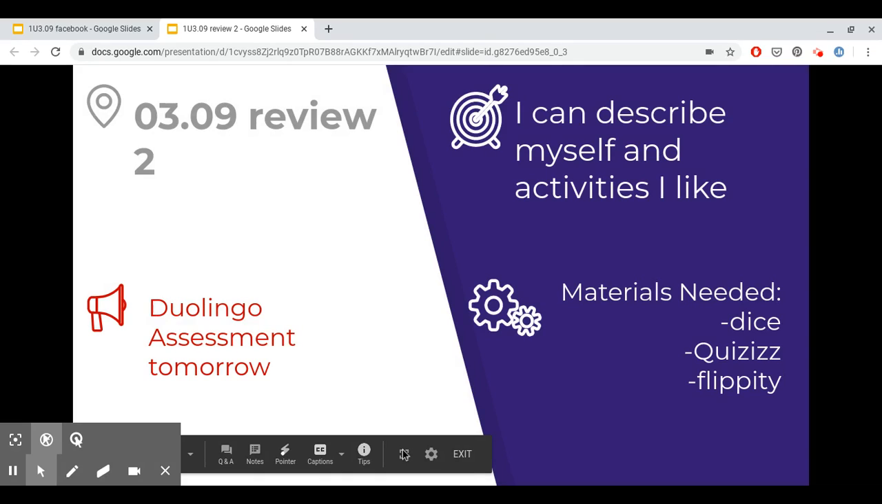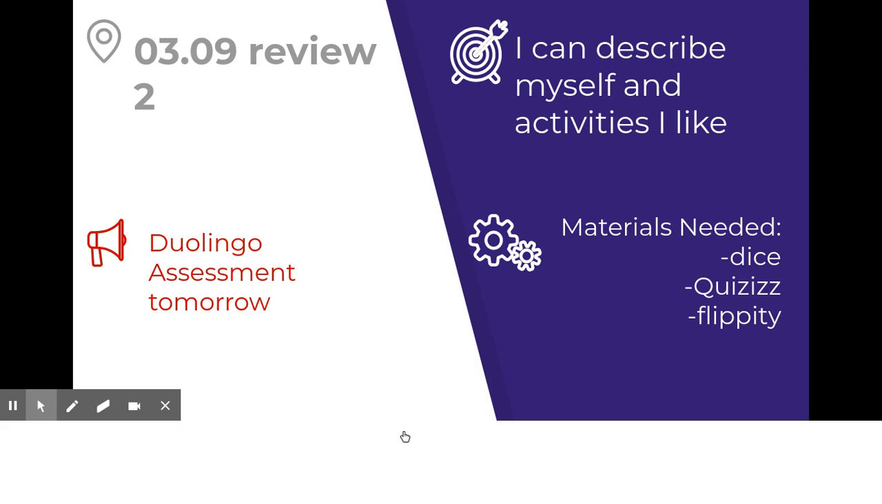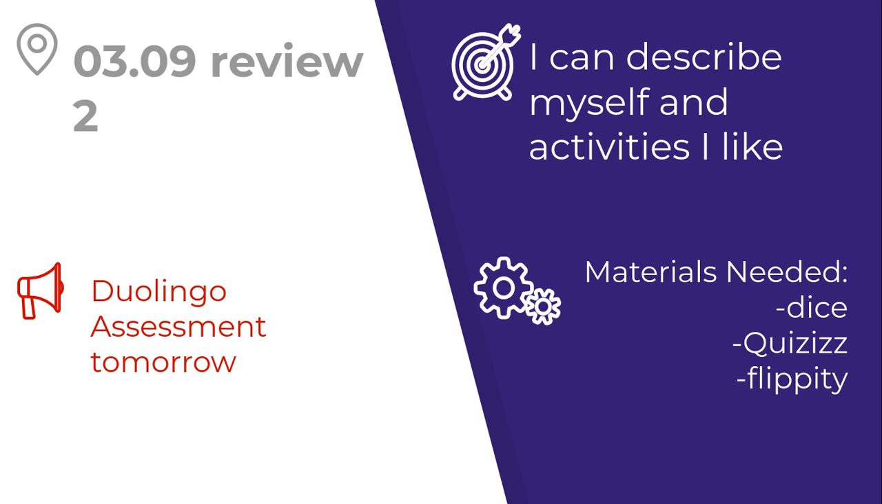Let's jump on in. Ouvrez vos agendas, s'il vous plaît. Ouvrez vos agendas. So today our I can is: I can describe myself and activities I like. So notice Unit 3 is activities. Unit 2 was describing ourselves. So this writing is going to have both describing yourself and activities you like. So we're going to focus the first part of our lesson on describing yourself, and we're going to focus the second part on activities. So I can describe myself and activities I like.